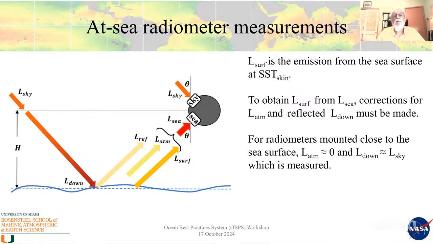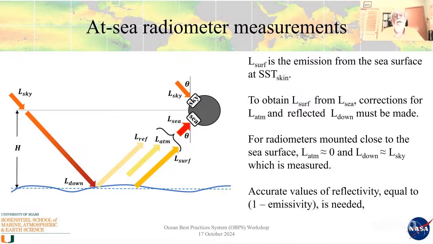For radiometers mounted close to the sea surface, such as on sail drones, these terms, related to the atmosphere between the instrument and the surface, can be neglected. The path length is less than a meter. We need accurate measurements or estimates of the reflectivity, which is 1 minus emissivity.